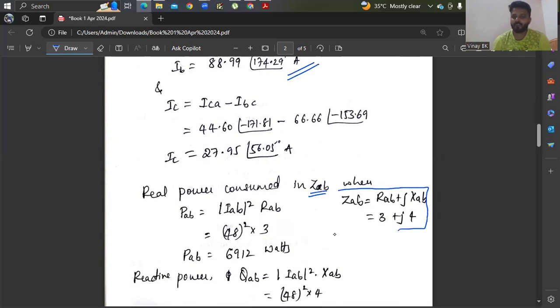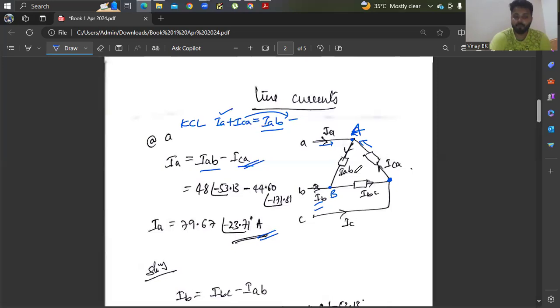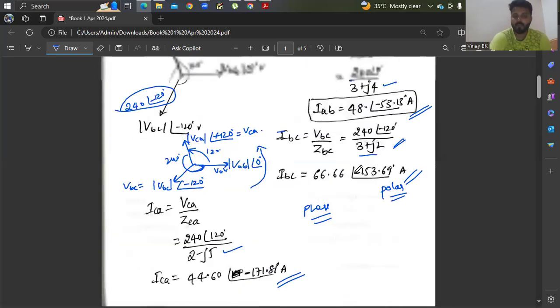3 plus j4, where 3 is the resistor and 4 is the reactance. To find real power, you need to consider the resistor. To find reactive power, you need to consider the reactance. Therefore, PAB is nothing but the magnitude of IAB squared into RAB. RAB is 3 ohm. For the magnitude of IAB, power is a scalar, so you need to consider only the magnitude.